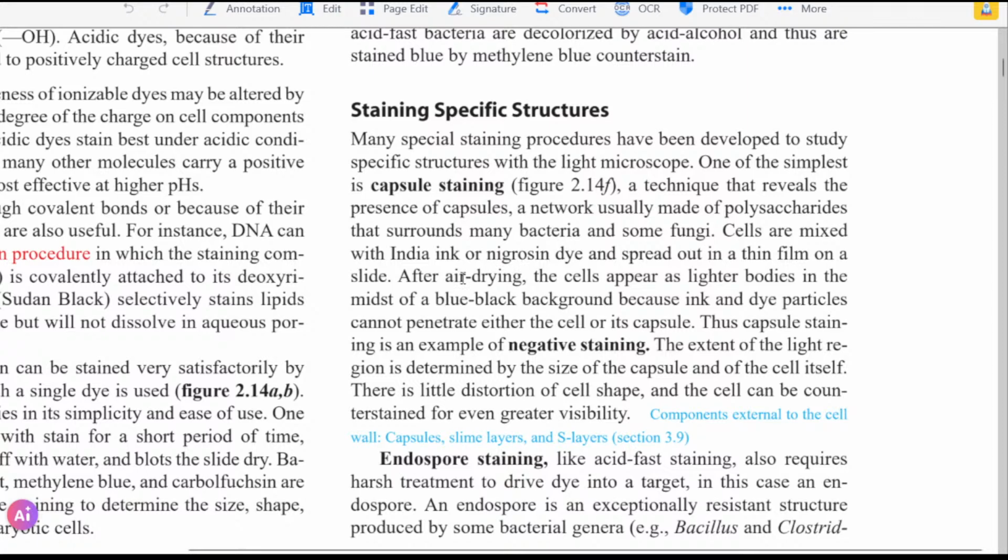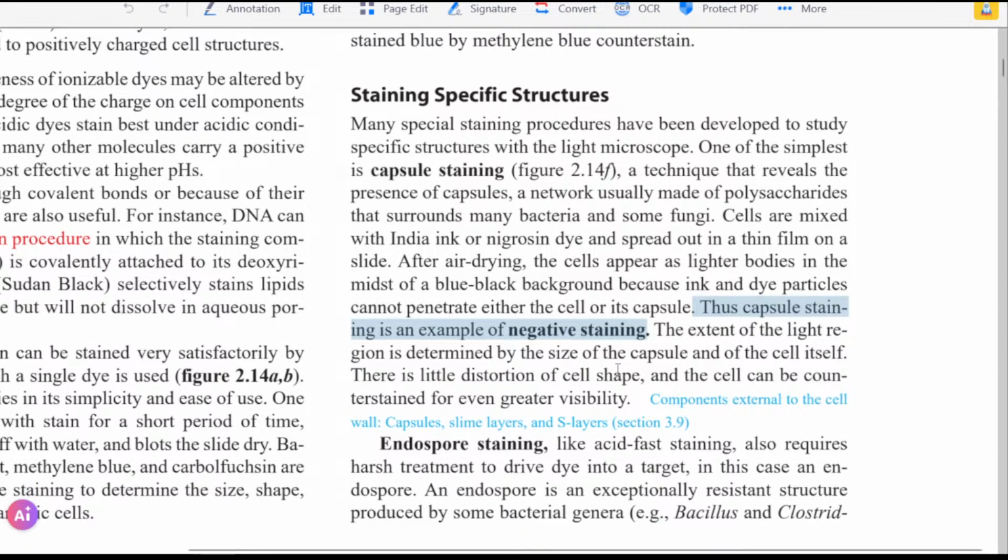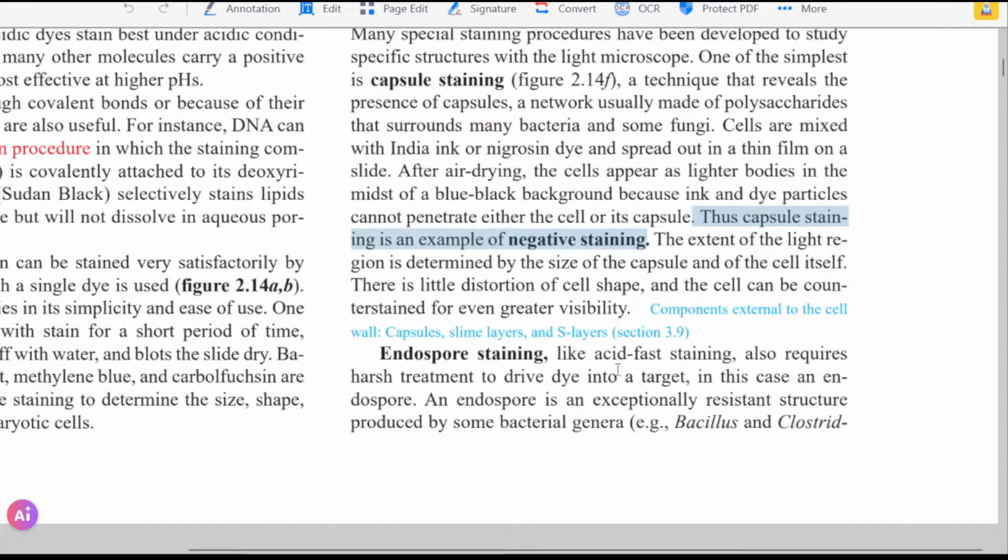After air drying, the cells appear as lighter bodies in the midst of the blue-black background because ink and the dye particles cannot penetrate either the cell or its capsule. Okay, so this is the staining of the background. This is negative staining, right. They have explained: capsule staining is an example of negative staining because the background is colored while the cell is not colored. When the background is colored, the cell appears more prominent on the background because it's no longer transparent versus transparent.